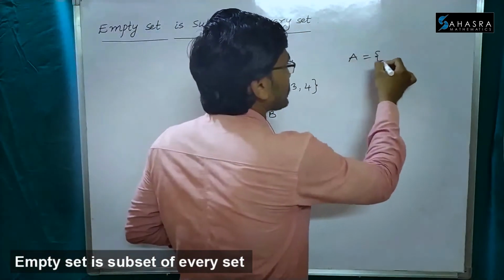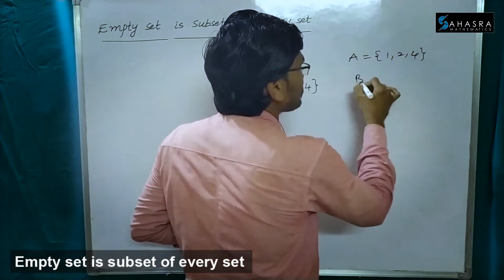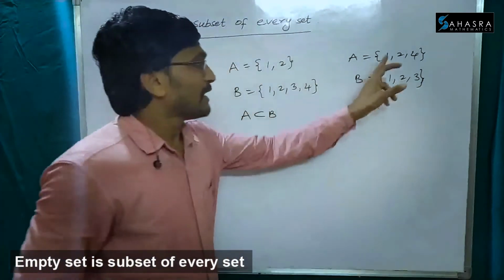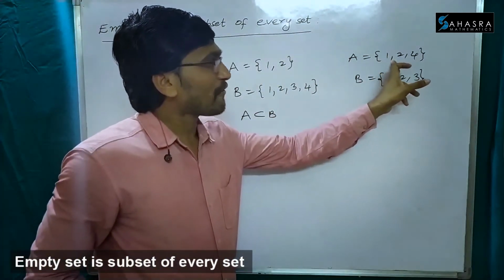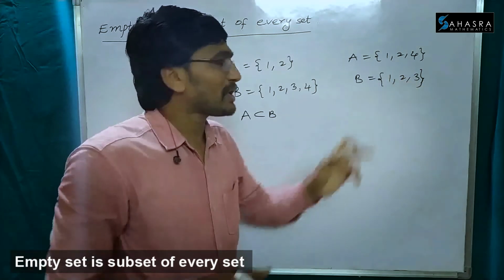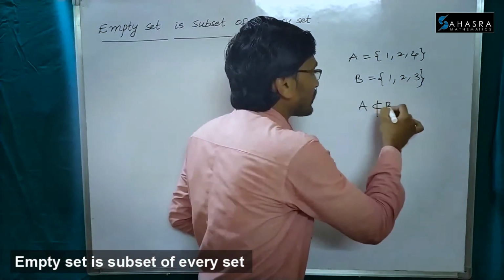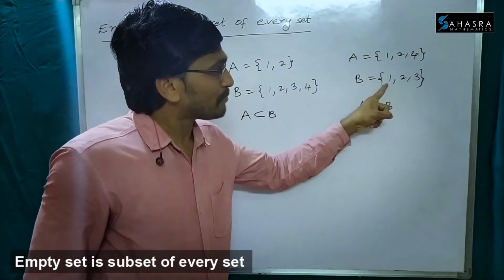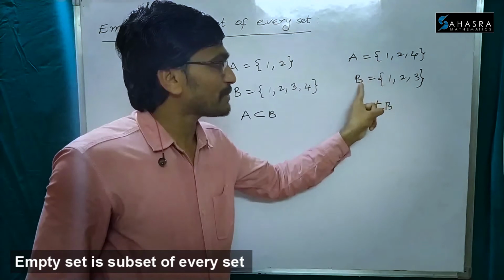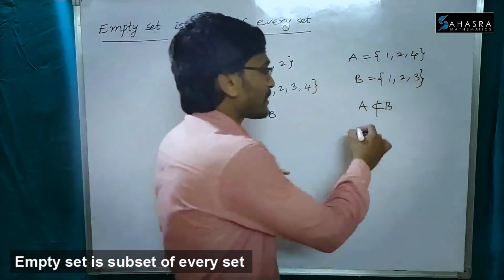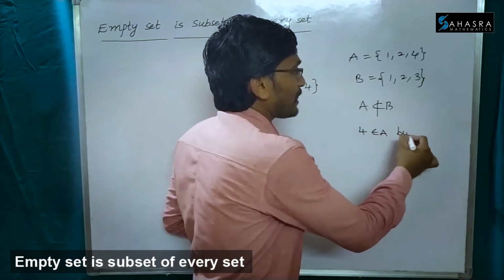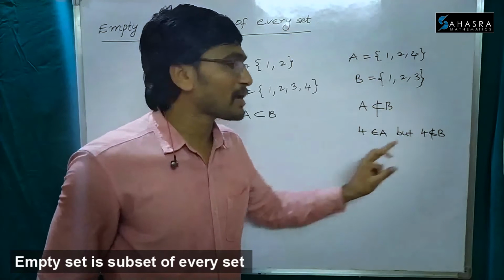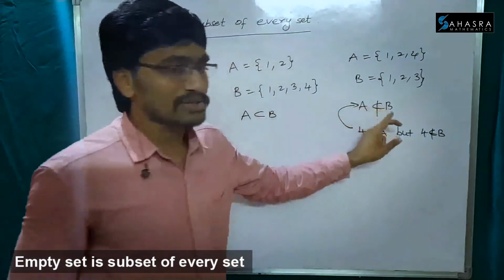Now let us consider A = {1, 2, 4} and B = {1, 2, 3}. Here every element of A is not an element of B, so A is not a subset of B. Here 1 belongs to A, and 1 belongs to B also. 2 belongs to A, 2 belongs to B also. But 4 belongs to A, while 4 does not belong to B, so A is not a subset of B.